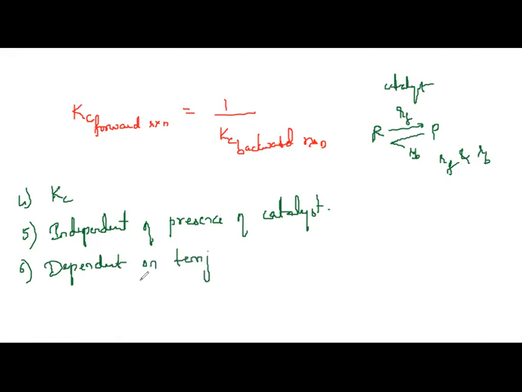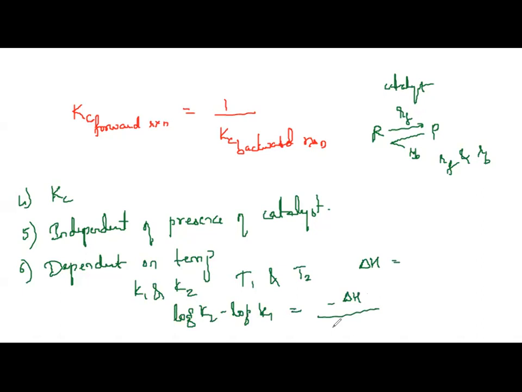Dependent on temperature. Thermodynamically, it can be shown that if K1 and K2 are equilibrium constants of a reaction at absolute temperatures T1 and T2, and delta H is the heat of the reaction at constant volume, then log K2 minus log K1 is equal to minus delta H divided by 2.303 R into (1 by T2 minus 1 by T1). This is called Van 't Hoff's equation.